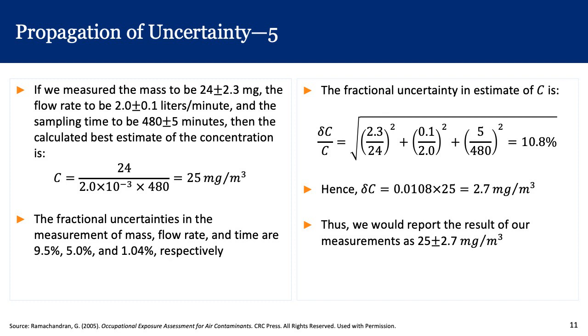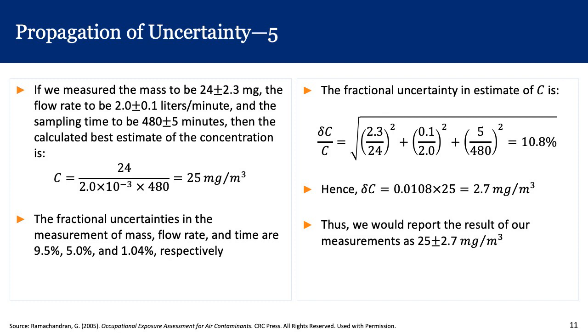And so the fractional uncertainty in the estimate of concentration is the square root of (2.3 divided by 24) squared, plus (0.1 divided by 2) squared, plus (5 divided by 480) squared. And you take the square root of all of this, and you get around 10.8%. And so that's the fractional uncertainty in our estimate of concentration, given the uncertainty that we have quantified in the measurement of mass, flow rate, and time.